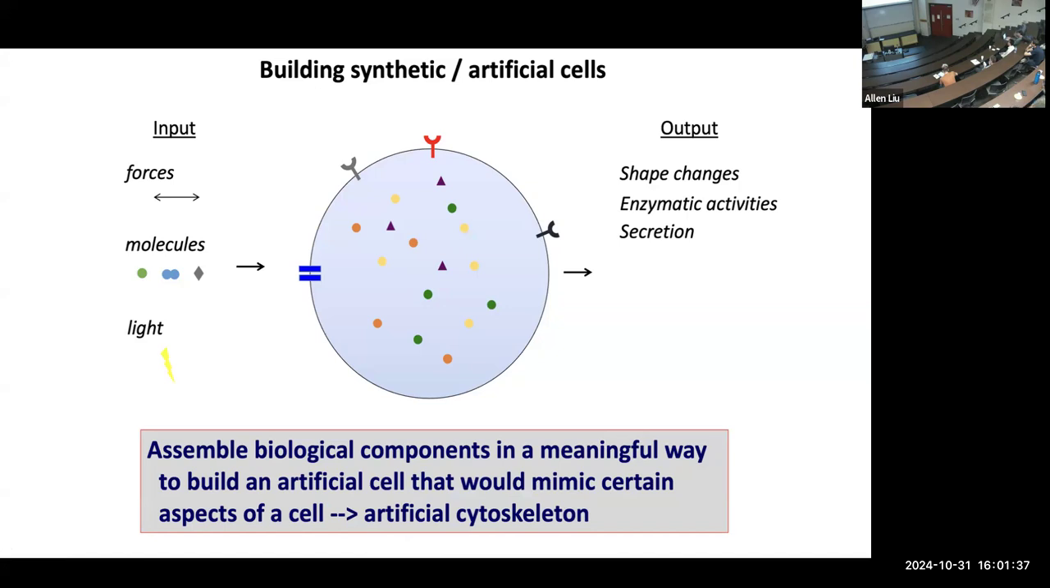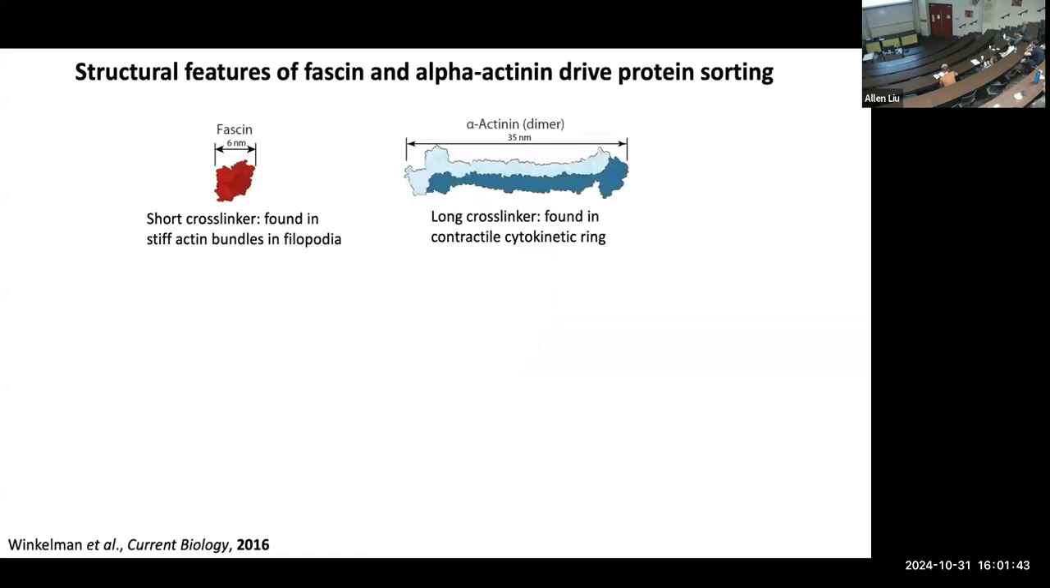And depending on what process you want to emulate, you can build different types of synthetic cells. So here, the players are two cross-linking proteins. One is called fascin, and this is a short cross-linker, 6 nanometers in size. And then we have a long cross-linker, alpha-actinin, that is 35 nanometers in size. They're found in different regions of a cell. Fascin is found in filopodia, and alpha-actinin is found in the contractile ring during cell division.